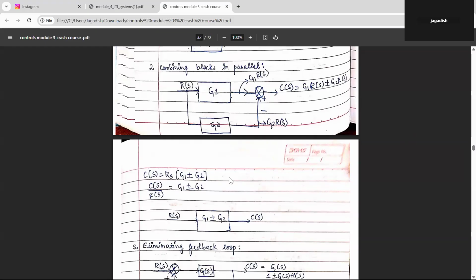So whenever you connect two blocks in parallel, the transfer function gets added up. This you have to remember. Please write it down. Is everyone writing or simply sitting in the class? Are you writing down or simply sitting in the class?